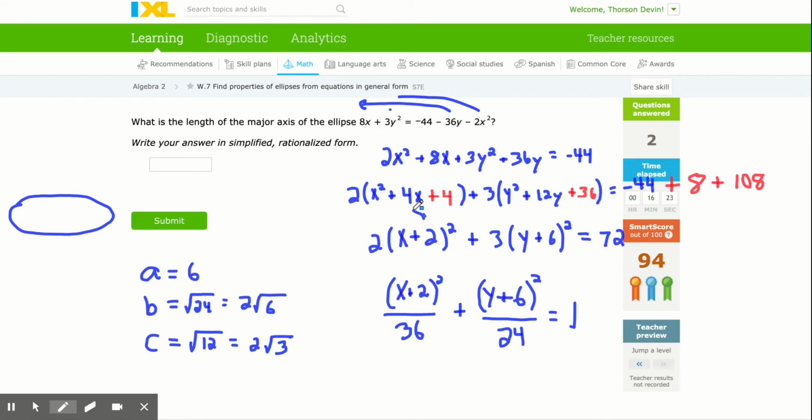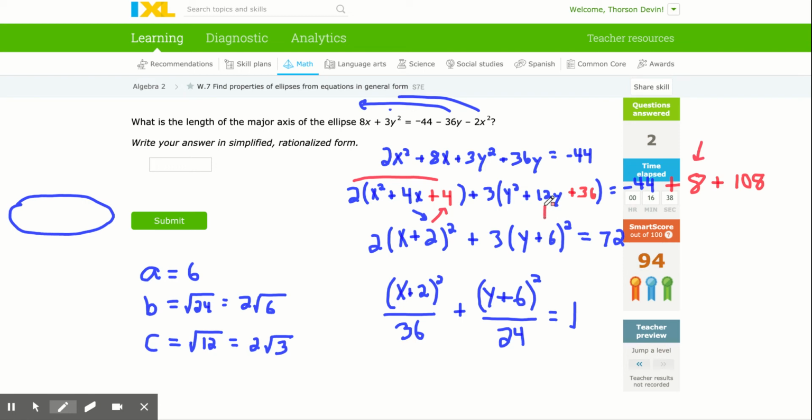So I take half of 4, which is 2, and then I square that to find this missing number. Now I added 4 to the right side, but I needed to multiply it by 2. 2 times 4 gives me the 8 that I added to the right side.